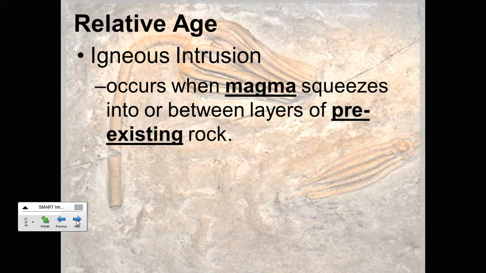And then an igneous intrusion occurs when magma squeezes into or between layers of pre-existing rock. Again, for that intruder to break into your house, it has to already be there. So the rock layers must already be there for an intrusion to come through. So the intrusion's always going to be younger than where it cuts through.